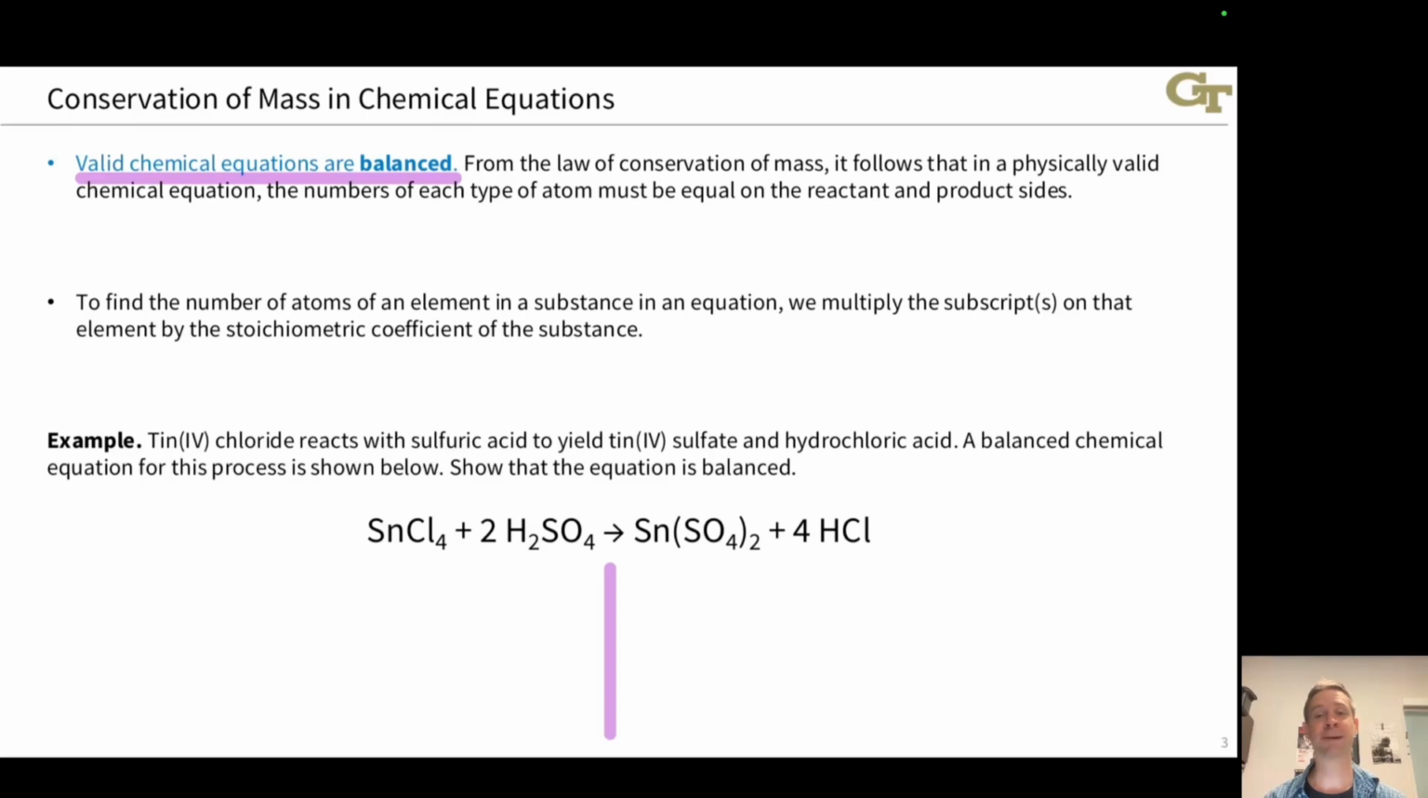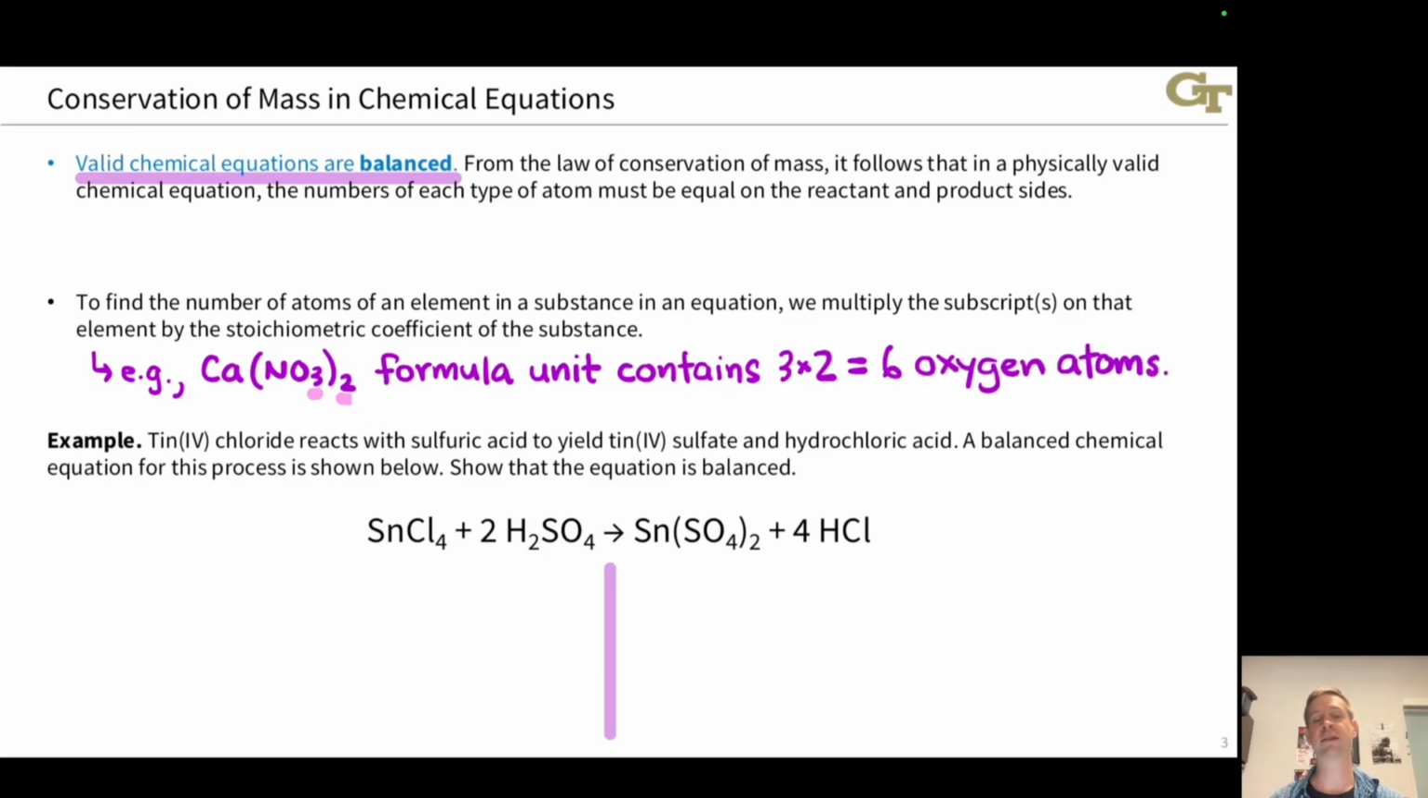So valid chemical equations are balanced. This means that we have the same numbers and types of atoms on both sides of the chemical equation, the reactant side on the left and the product side on the right. Keep in mind as well that within a chemical formula, the way we find the number of each type of atom is by looking at the subscripts, which tell us exactly this. And the only tricky thing here is that parentheses may indicate multiple copies of a group of atoms of the same type. So for example, in calcium nitrate, Ca(NO3)2, there are 3 oxygens within each nitrate unit, but there are 2 nitrates in the formula unit. And so we have 3 times 2 or 6 oxygen atoms in one formula unit of this compound.